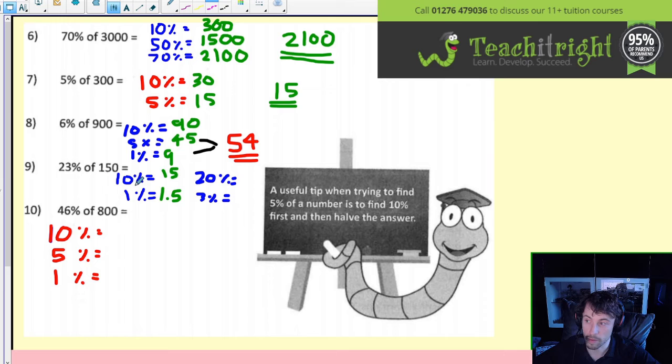So how do I work it out? 10 to 20 is double, so that's going to be 30. And 1 to 3 is times by 3, so that's 4.5. So as a final answer, 23%, it's going to be these two added together, so 34.5 is my answer.